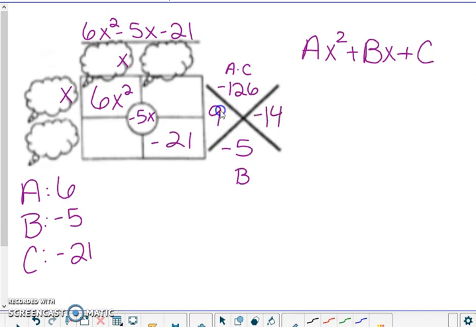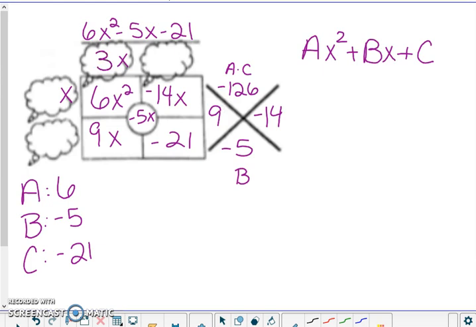And we're going to put them into these corners, negative 14x and 9x. And we're going to do the same thing like we did when a was 1. We're going to find the common factors. It's just a little more difficult. Now we have 6x squared and 9x. We need to ask ourselves, what number can 6 and 9 both be divided by? And the answer is going to be 3.